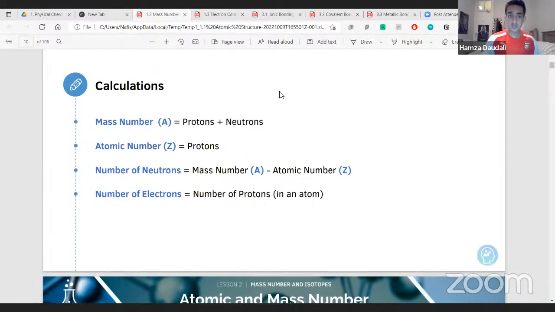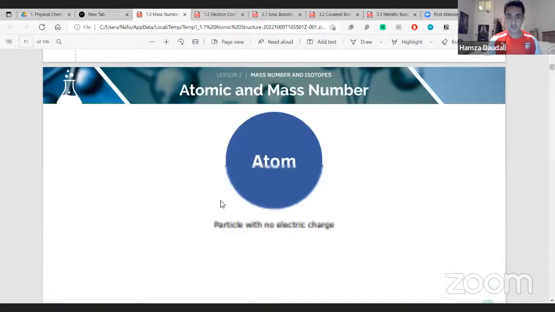Atomic number is the number of protons. Number of neutrons is the mass number minus the atomic number. And the number of electrons equals the number of protons in an atom.